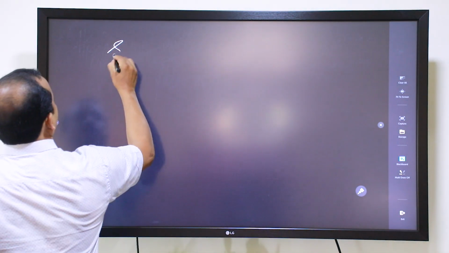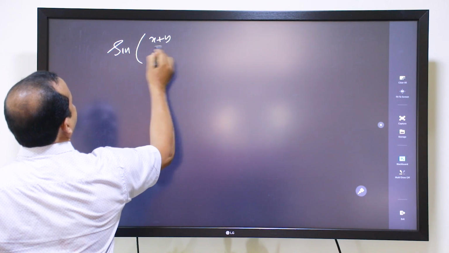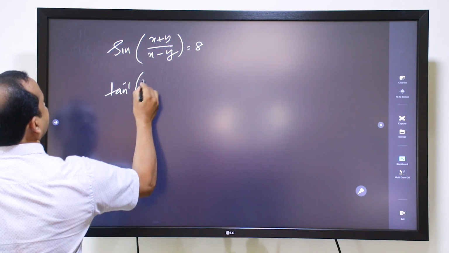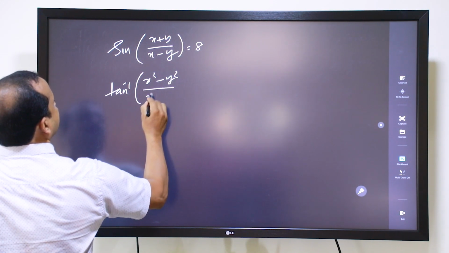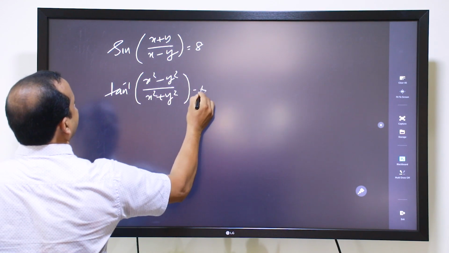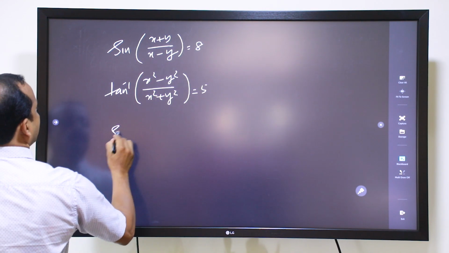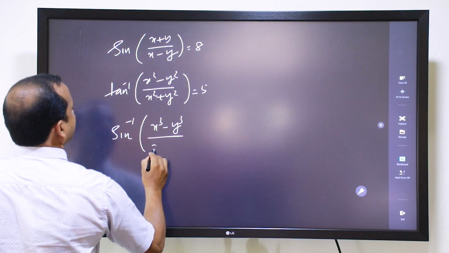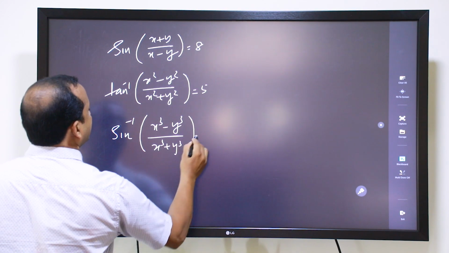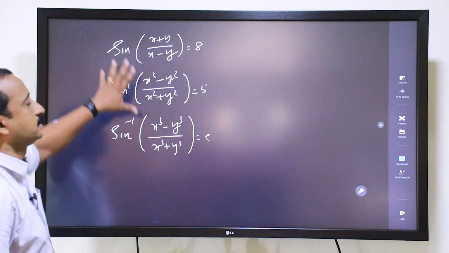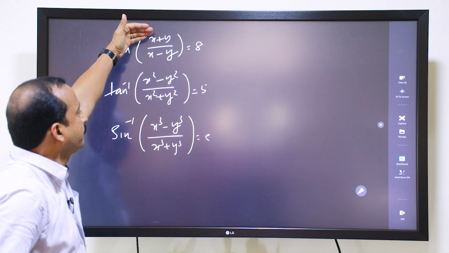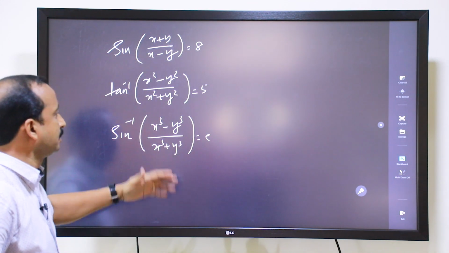Also in the implicit case there is another type of problem. Suppose a function is of the form sine of x plus y divided by x minus y is equal to 8, or tan inverse of x square minus y square divided by x square plus y square is equal to 5, or sine inverse of x cube minus y cube divided by x cube plus y cube is equal to e. These functions are named homogeneous functions. That means the numerator and denominator in x and y have the same power. Here the power is 1, then power 2, then power 3, and so on.